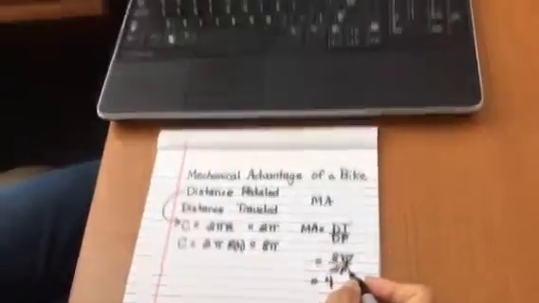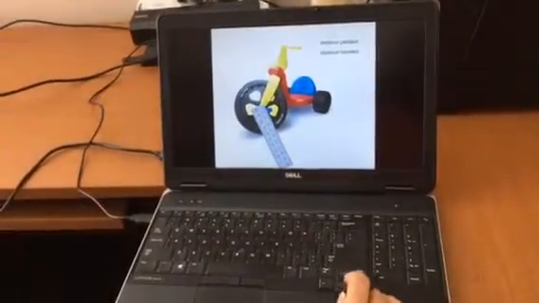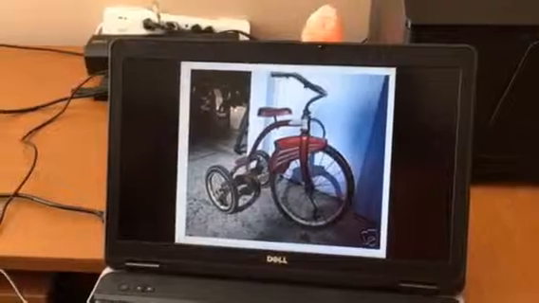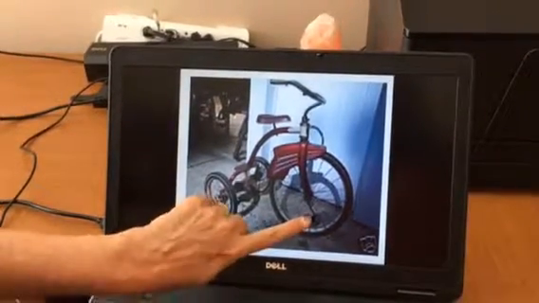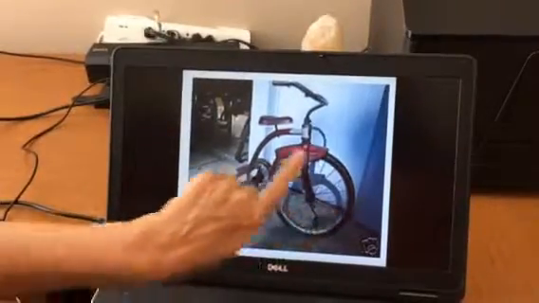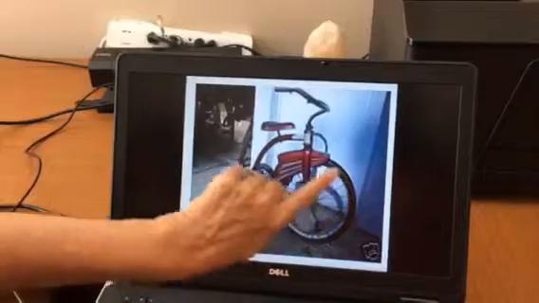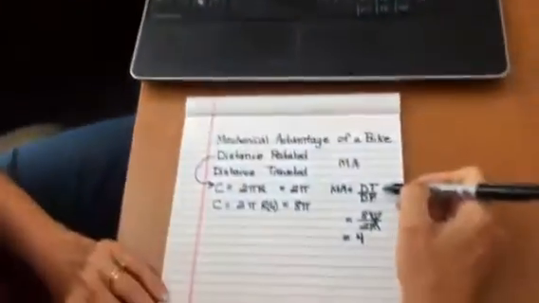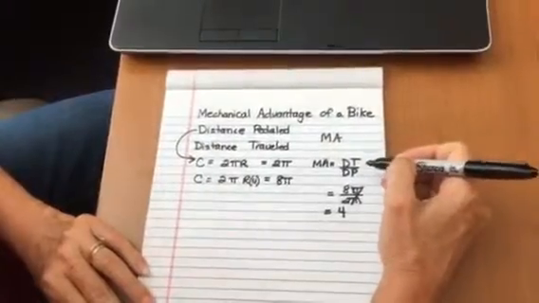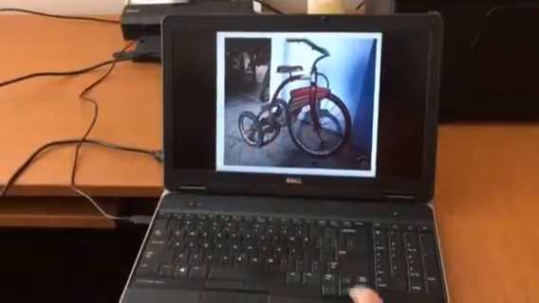What that means is that you can go 4 times as fast as you can pedal if you're on a big wheel. Okay, so here we see a tricycle, and you see that the pedal is here, so we could also measure the mechanical advantage of this tricycle if we knew the radius of this circle and the radius of the wheel. And that would be a simple calculation. It would just be the same distance traveled divided by distance pedaled, and you can see we could also have a mechanical advantage because this circle is smaller than this circle.